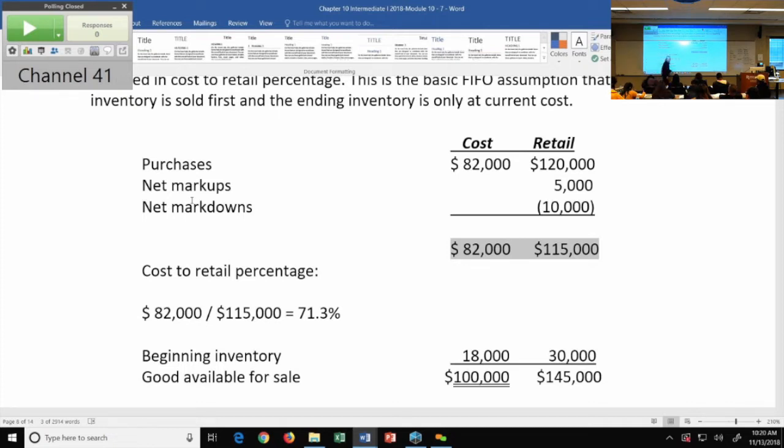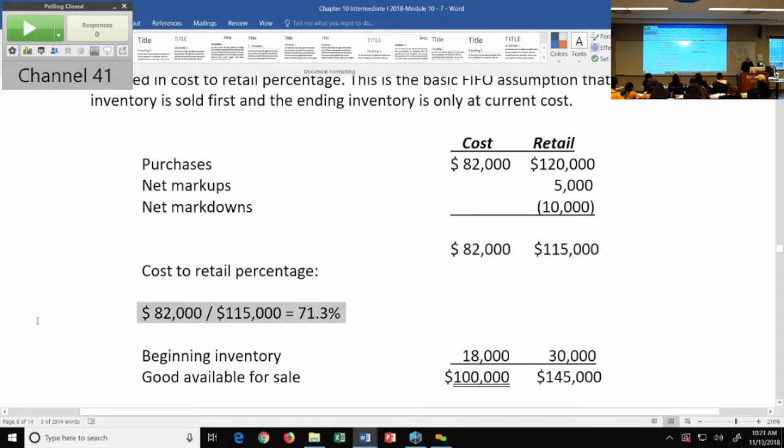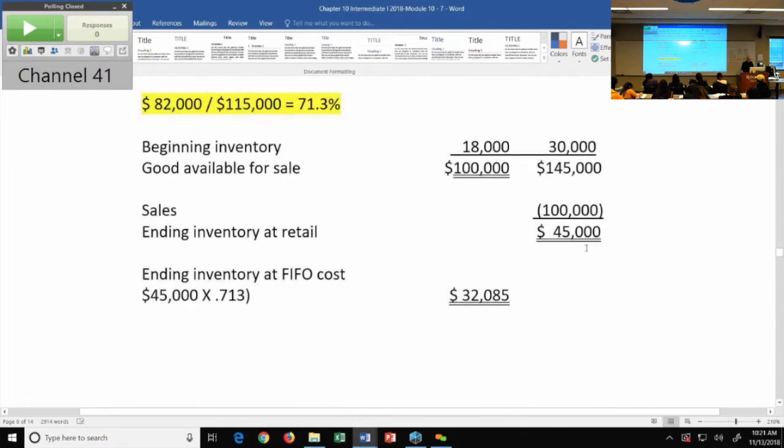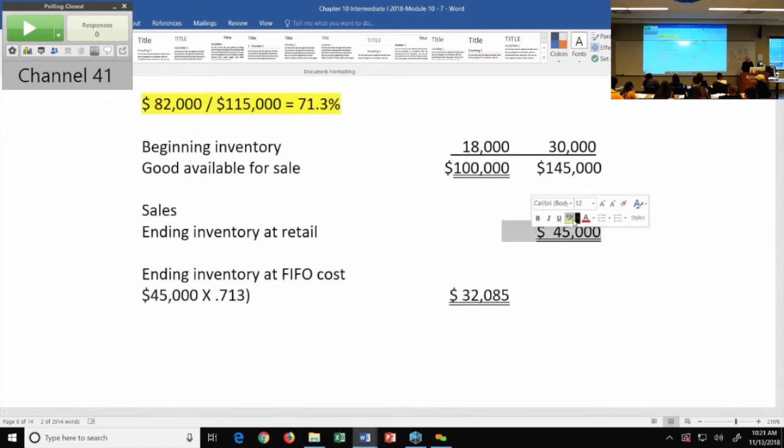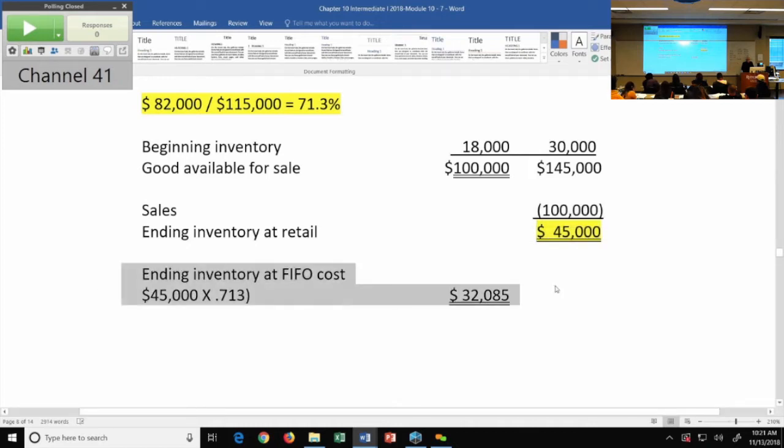So it's much higher. And again, after the ratio is calculated, the only difference in all these methods is the point at which the ratio is calculated. So everything else will remain the same. The ratio is calculated here at 71.3. Retail ending inventory does not change, and when we deflate that, we get the FIFO cost at 32.85. So the idea of FIFO is current cost only, so the ratio excludes the beginning inventory.